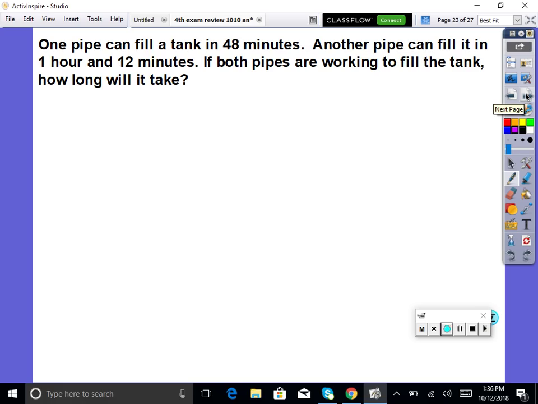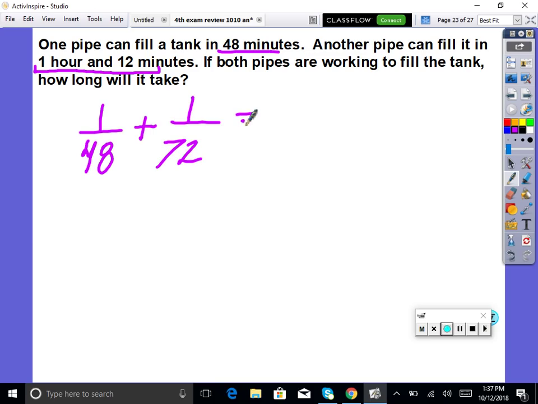It's just similar figures here. So it says one pipe can fill a tank in 48 minutes. Another pipe can fill it in an hour and 12 minutes. If both pipes are working to fill the tank, how long will it take? So remember, this is the one where we go, okay, 1 over 48 minutes plus 1 over, now careful, we got to stay consistent. This is hours and minutes. We need to do minutes, since this one had minutes, not hours. So 1 hour is 60 minutes, and then plus 12 would be 72 minutes. That's equal to 1 over the time it takes together.